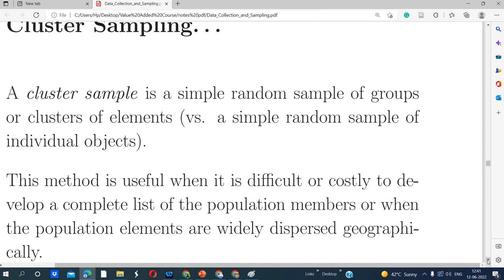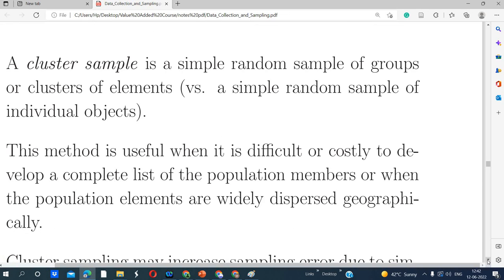If you want to conduct research on that problem, then you have to do cluster sampling, because you cannot get fruits everywhere. You will go to Gold Market, that is one cluster, because there is a cluster of shopkeepers and hawkers there. In Kalyanpur you can also get fruits. So this is a kind of cluster sampling. It's a simple random sample of groups or clusters of elements.